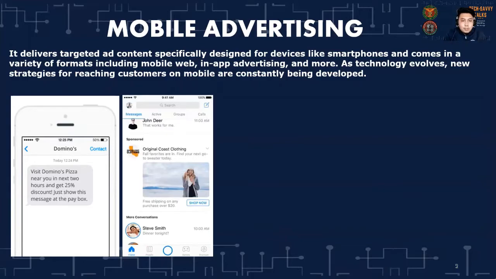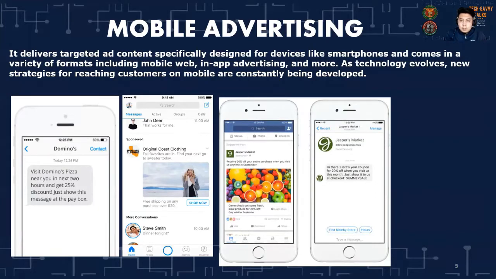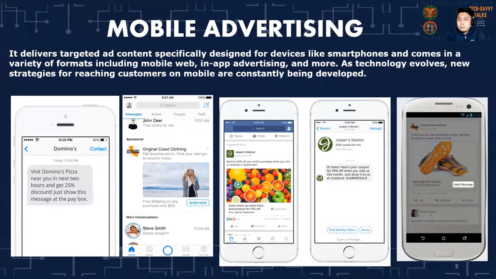Ito naman is Messenger. So napapansin niyo sa Messenger natin, meron na rin sumisingit na mga sponsored products. So minsan, based on your searches sa marketplace, nagkakaroon ng recommendations. And then sa Facebook, sa newsfeed natin, may mga lumilabas na sponsored apps.